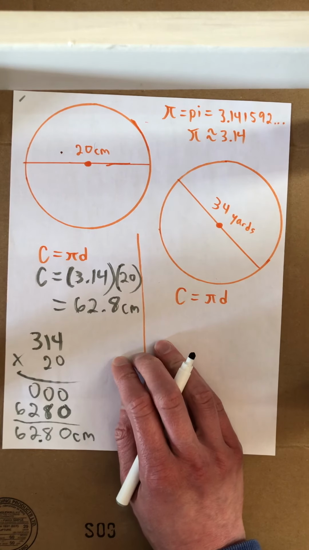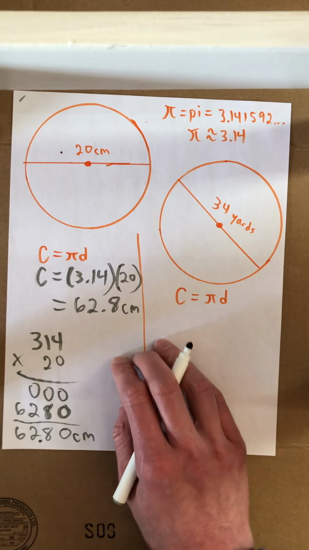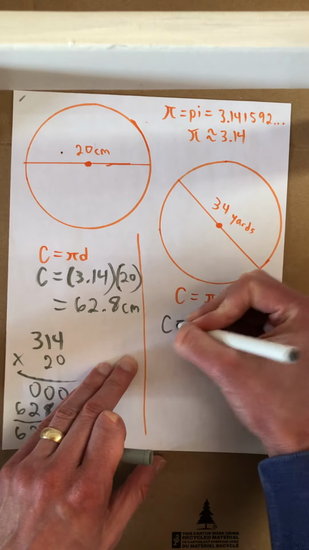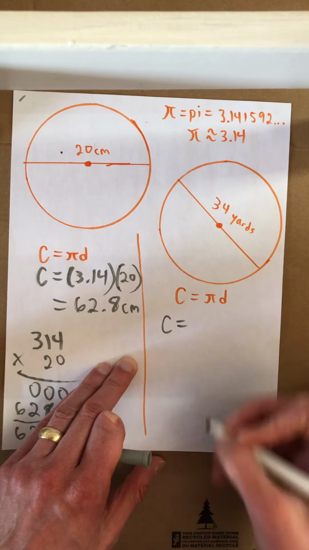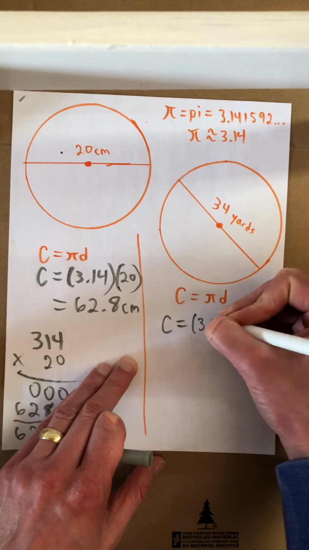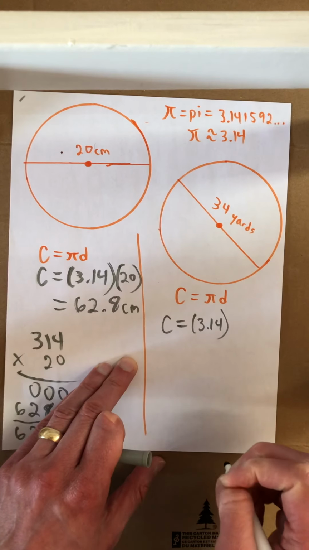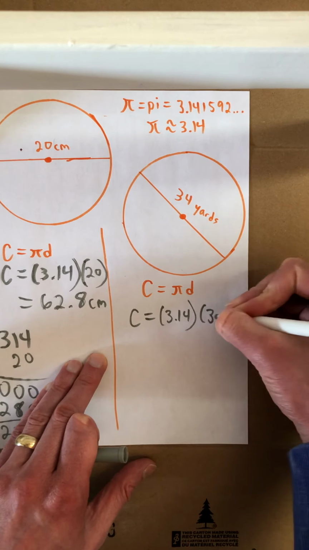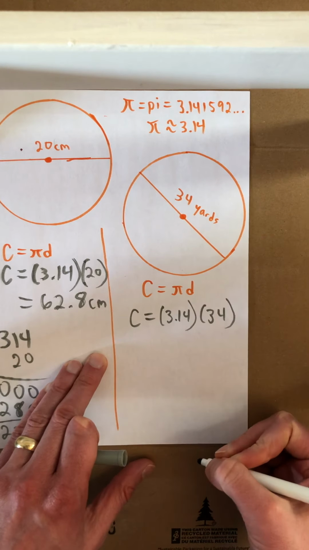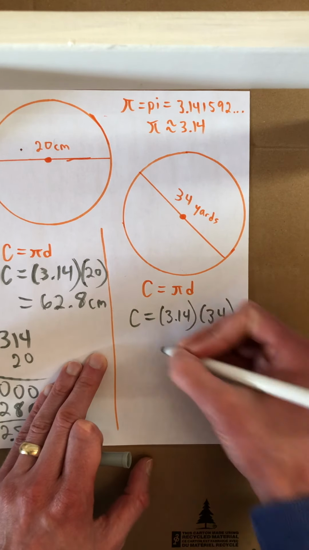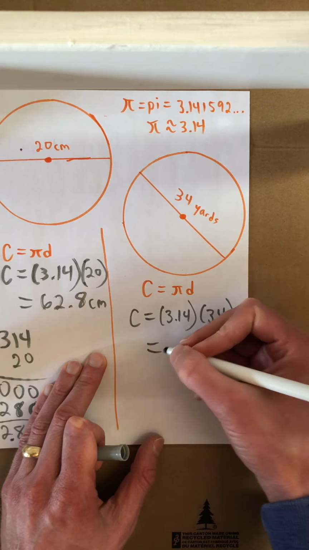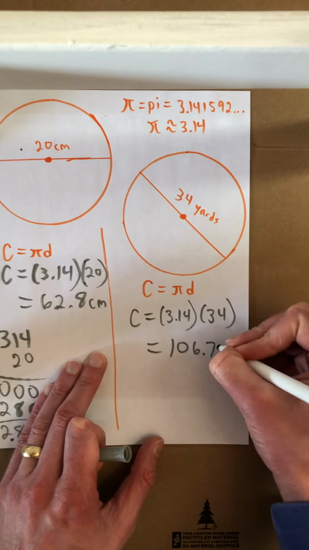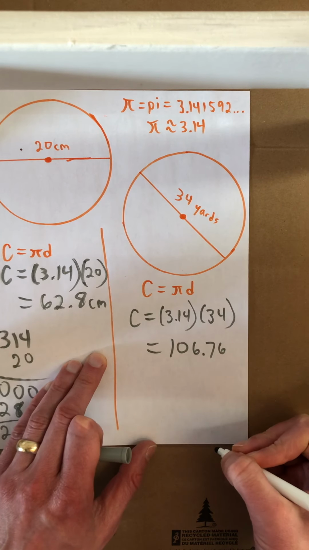Once again, we want to find the circumference using the diameter. So what we do is we don't know the circumference yet, so that stays as C. We can multiply it by pi, which for this assignment is 3.14. And then we can multiply it by the diameter, which in this case is going to be 34. 3.14 times 34 gives us an answer of 106.76.